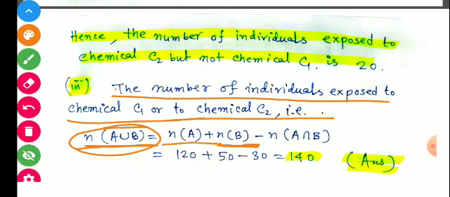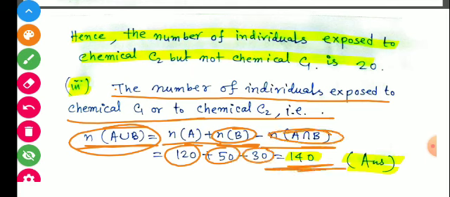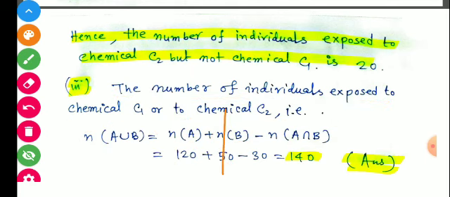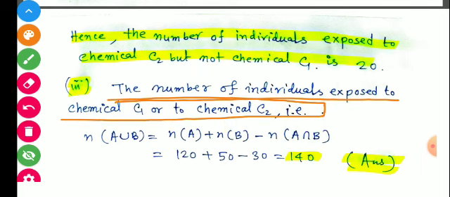From the formula we know n of A union B equals n of A plus n of B minus n of A intersection B, and we already know n of A is 120, n of B is 50, n of A intersection B is 30, so the answer will be 140. So the number of individuals exposed to chemical C1 or C2 is 140. So this is the answer.